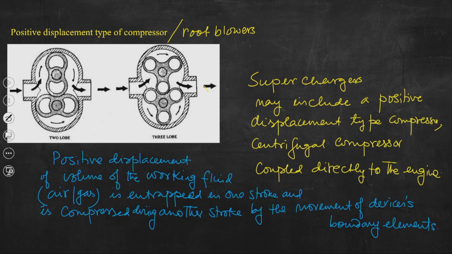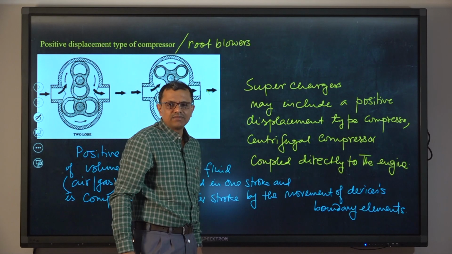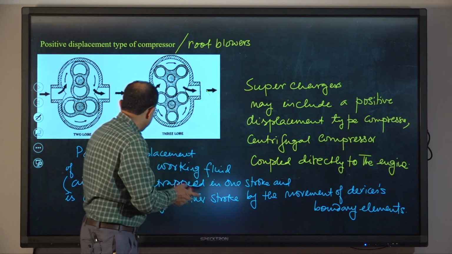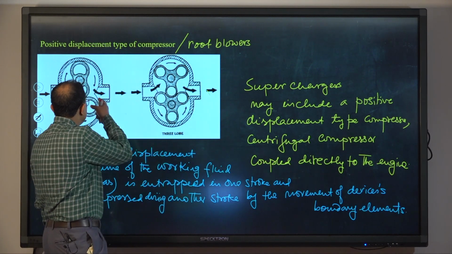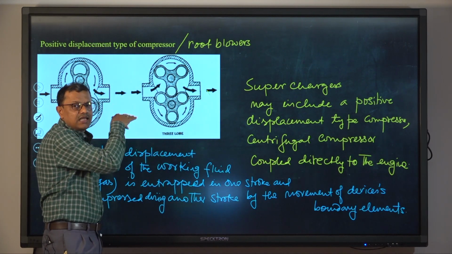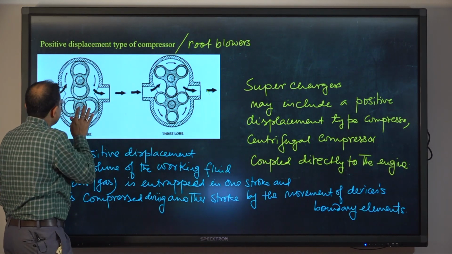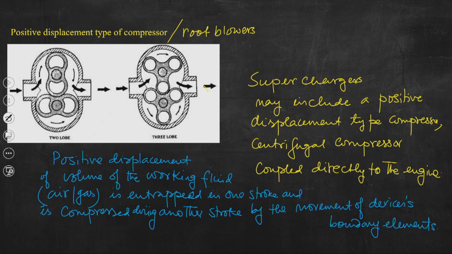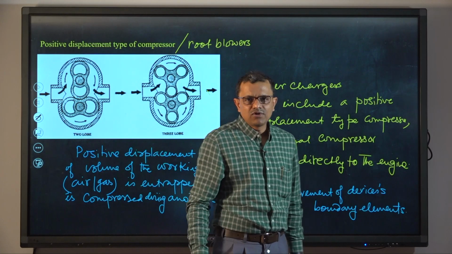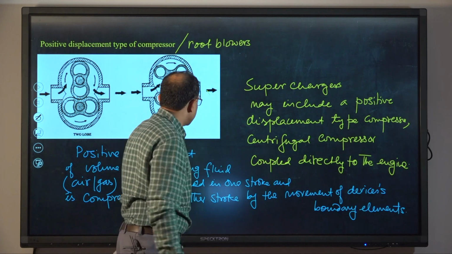I have written devices because the device can be a blower, or it can be a compressor. So, in one stroke the working fluid will be drawn into the machine and entrapped, and during another stroke the entrapped mass will be compressed and discharged by the movement of the device boundary element. So, this is all about the positive displacement type.